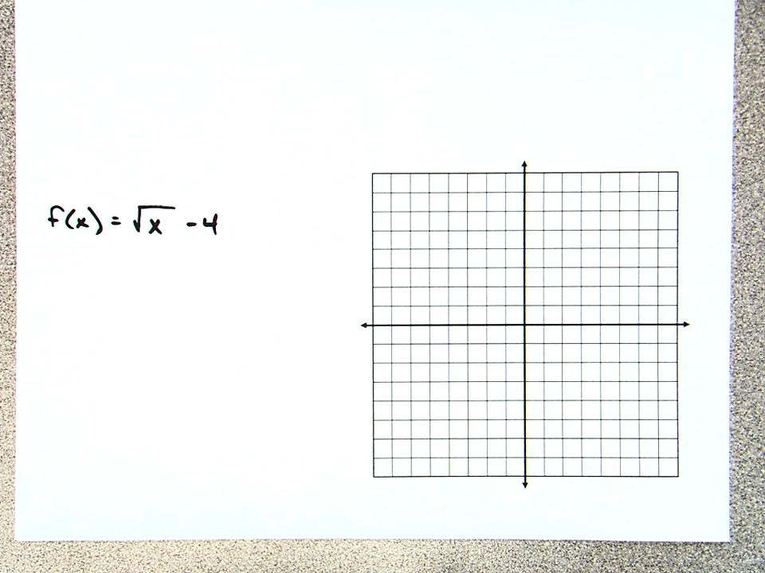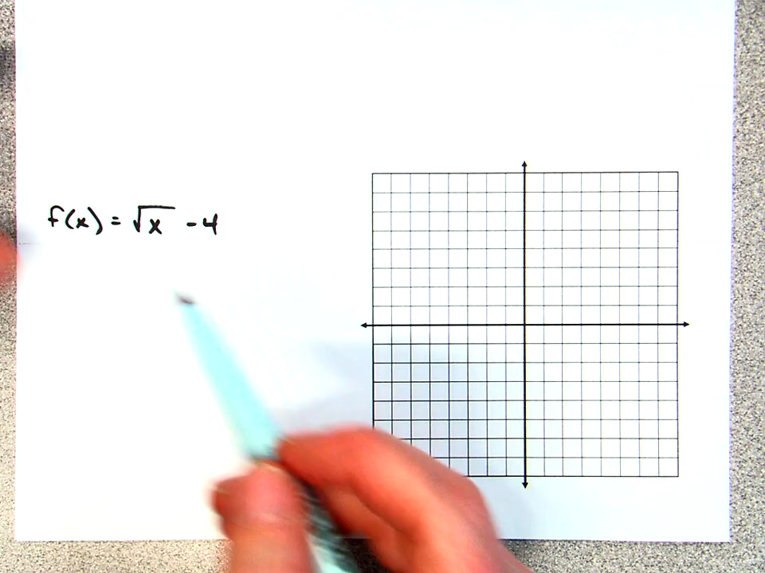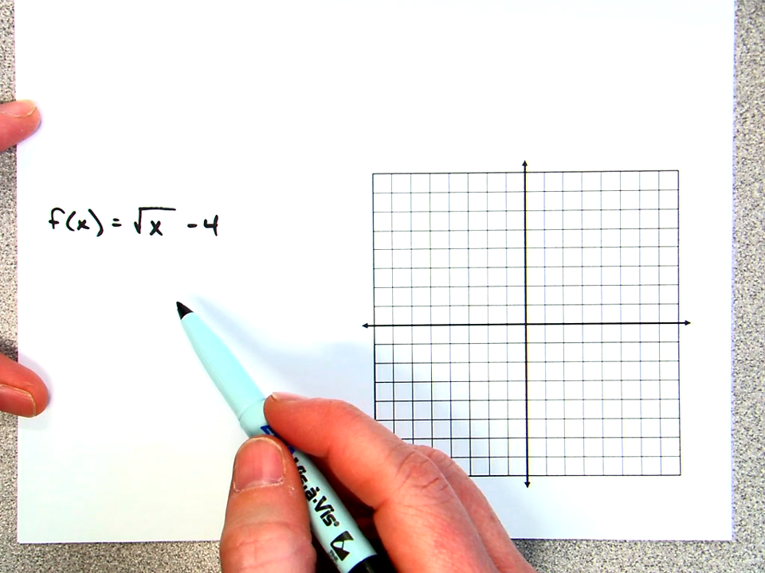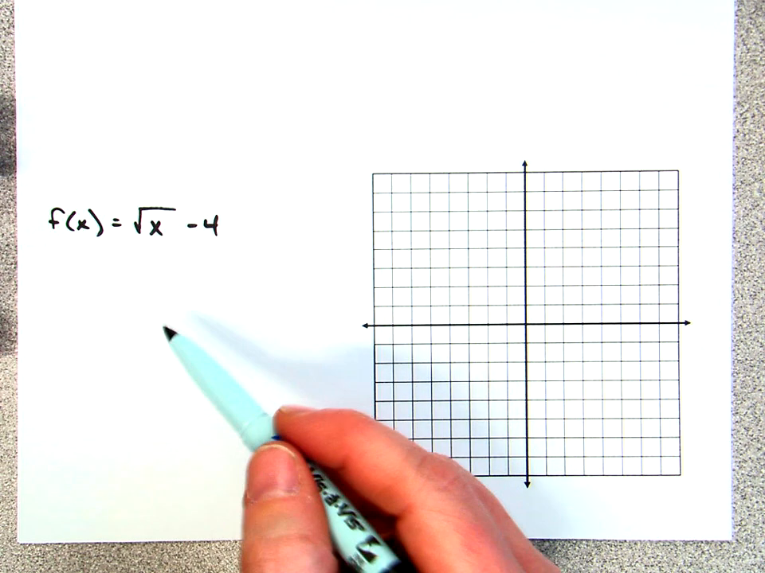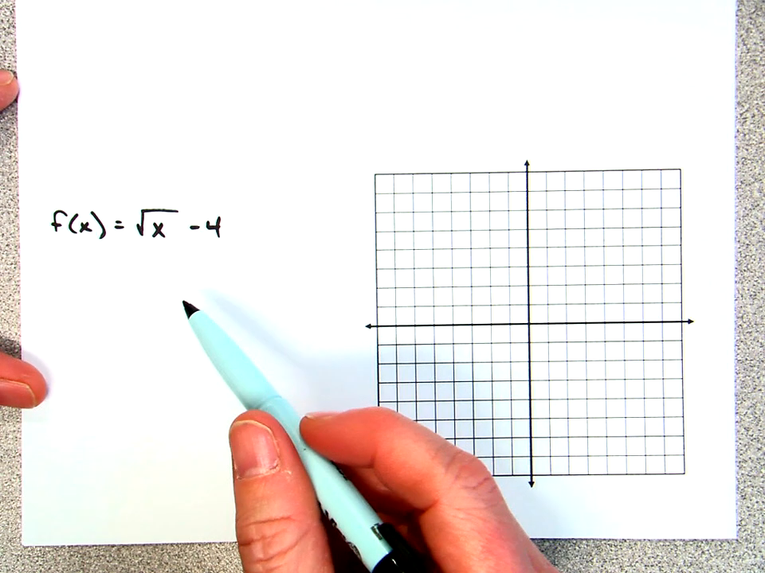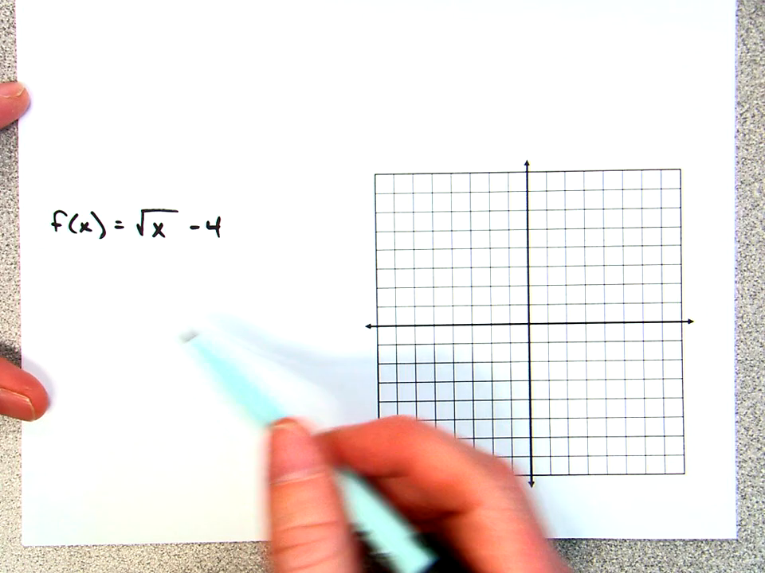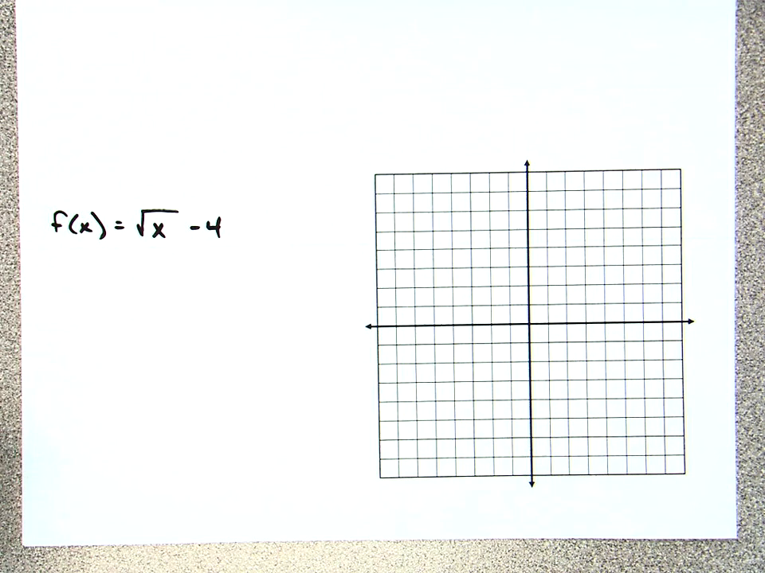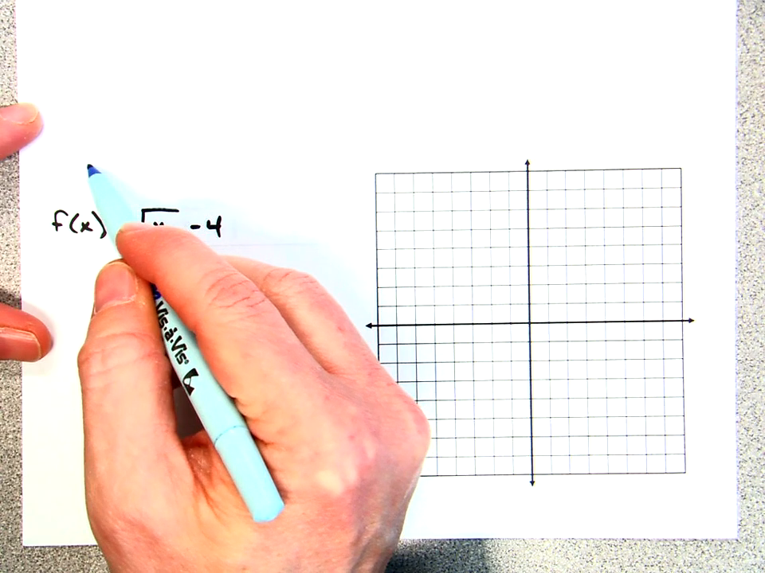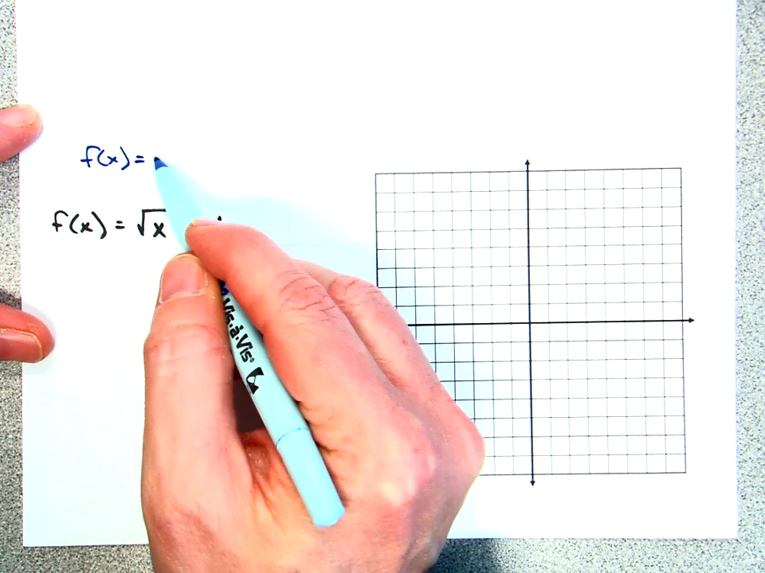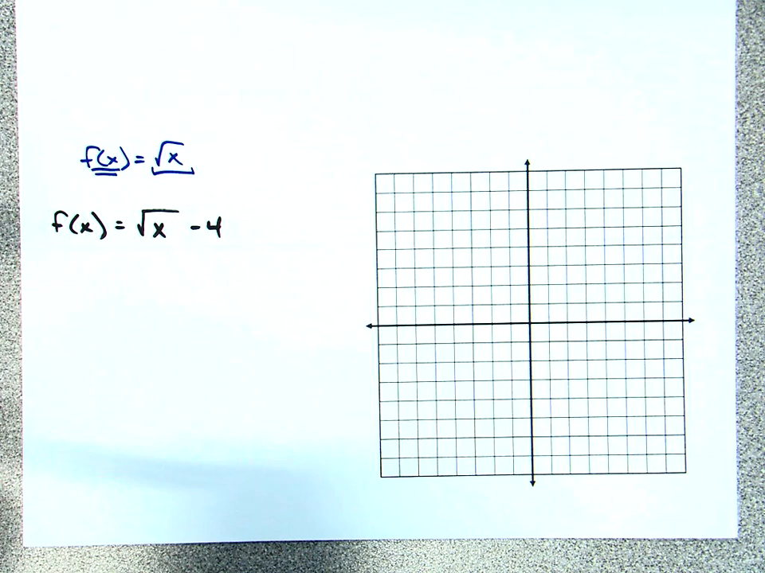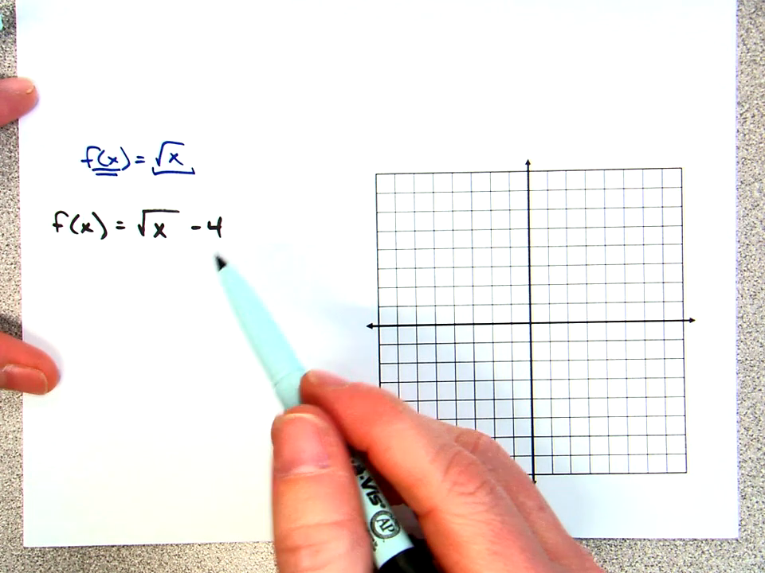If you're familiar with transformations, we know that if we know the basic square root function, any values that are added, subtracted, or multiplied will either affect the x values of the function or the y values of the function. Since our basic function here, I'll just jot it down, is f of x equals the square root of x, our y value is going to be established as the square root of x, right?